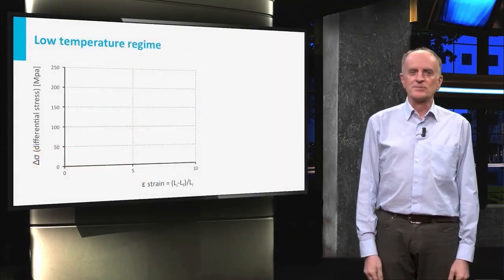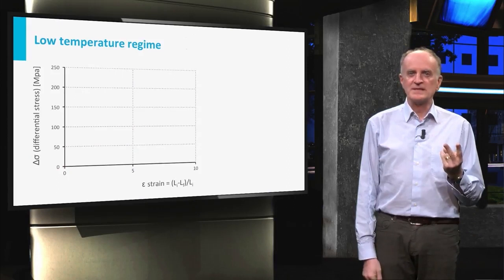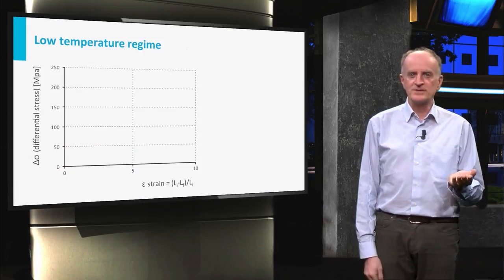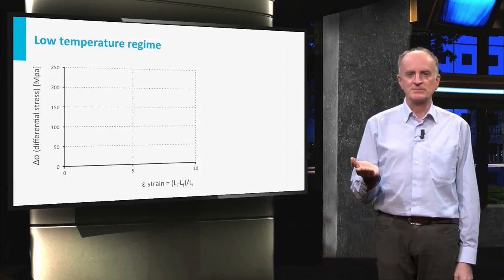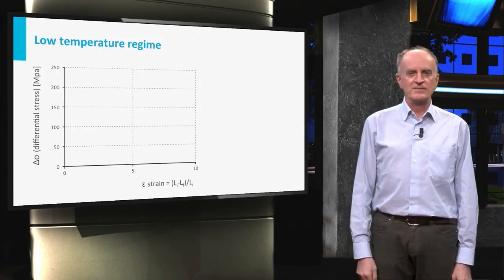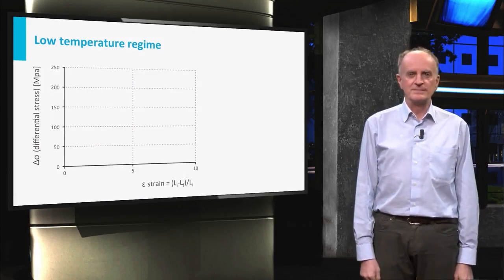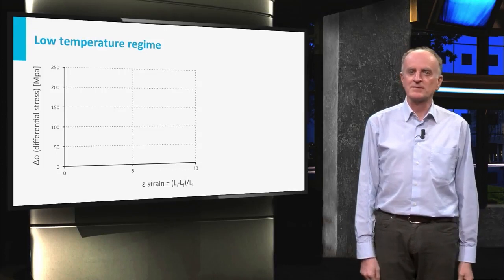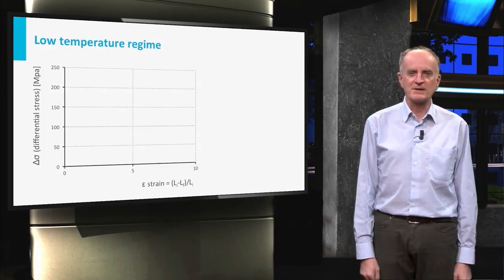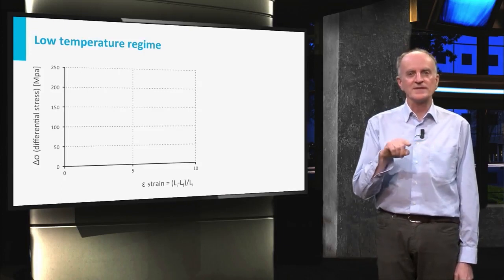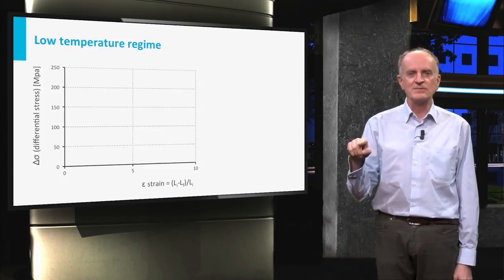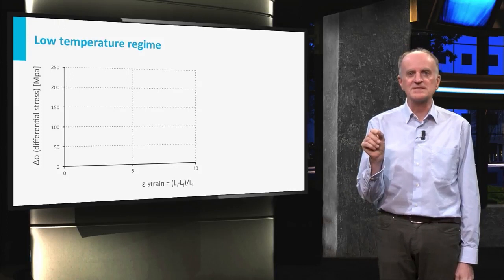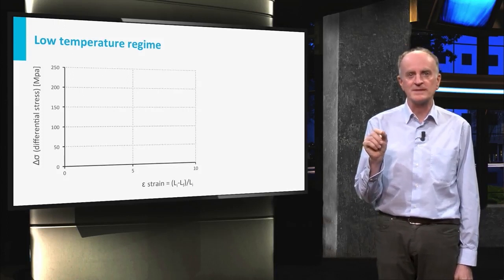Depending on temperature, rock can deform in two different ways, defined as the low temperature and the high temperature regime. We first look at the low temperature regime. A common way to display the results of rock mechanics experiments is a stress-strain diagram. On the horizontal axis, you can see the strain, which is the shortening experienced by the sample during the experiment.